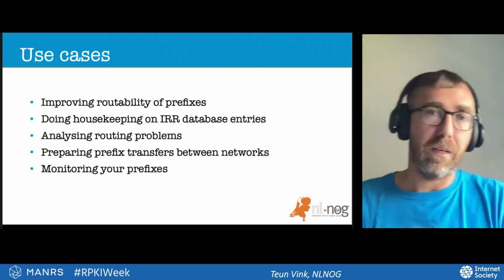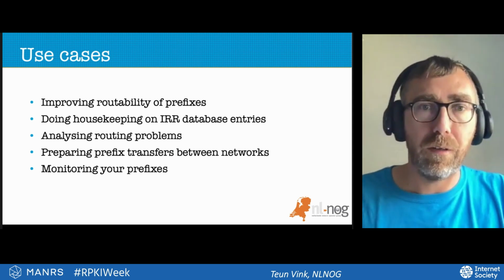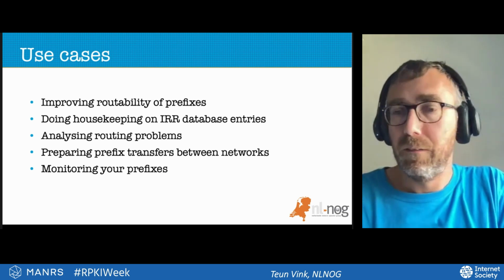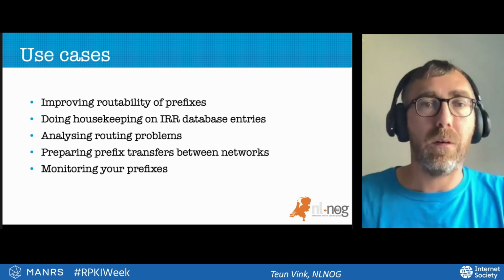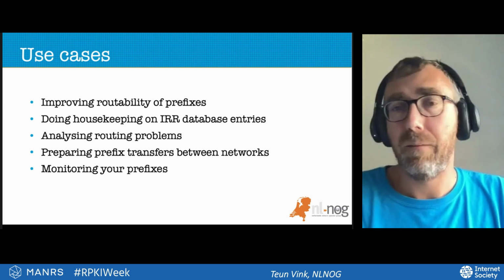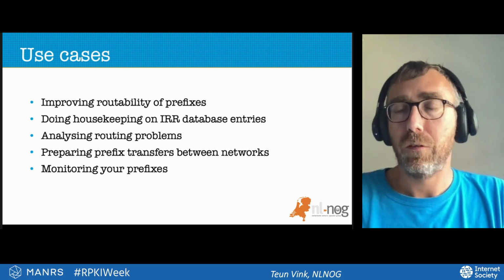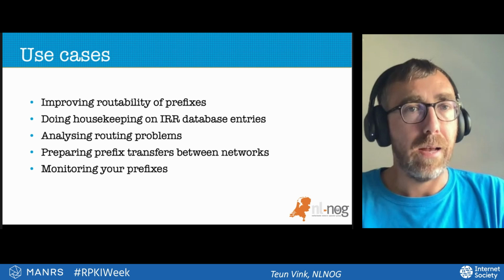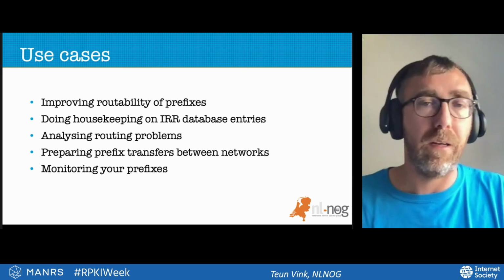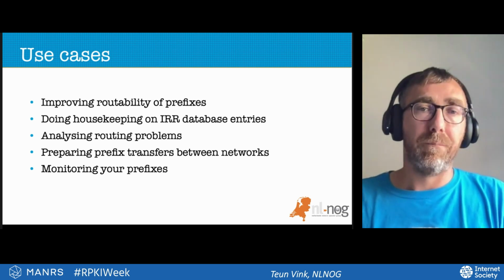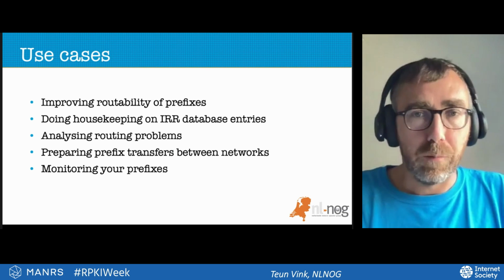You can use it to help analyze routing problems. Why isn't my prefix advertised to some specific other network, or why can't I see a better route towards that network? It could be that RPKI is causing one of the problems there, and getting the information there really helps. This is the one I use it mostly for.